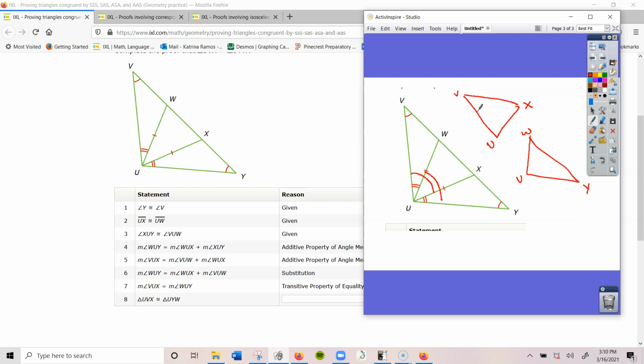All right, so we have V and Y that are congruent. We have angle U is congruent to angle U in both triangles, and then we have that UW is congruent to UX. So this is another case of angle, side. So you see how I'm going in the counterclockwise direction, and I get angle, side.